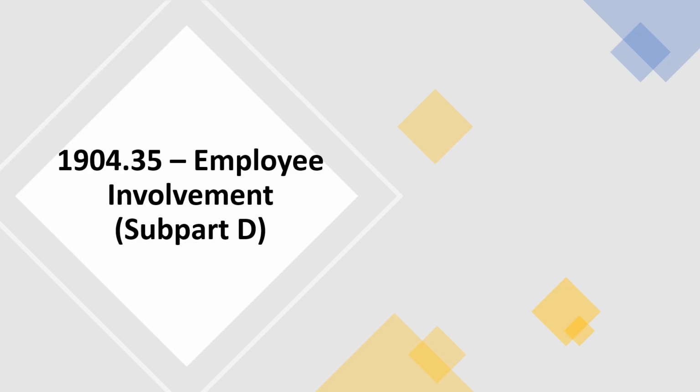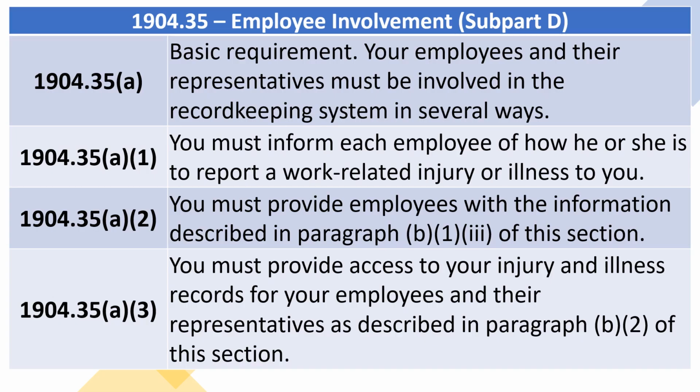OSHA 1904.35, Employee Involvement. 1904.35(a) Basic Requirement. Your employees and their representatives must be involved in the record-keeping system in several ways. 1904.35(a)(1) through (a)(3), you must inform each employee of how he or she is to report a work-related injury or illness to you. You must provide employees with the information described in paragraph (b)(1)(iii) of this section. You must provide access to your injury and illness records for your employees and their representatives as described in paragraph (b)(2) of this section.